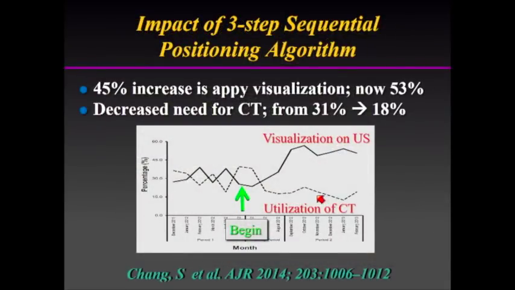Now, when we look at the data from our group that we published on this, this is a training period where we got all of our technologists up to speed, and then we implemented this 3-step positioning algorithm. Takes just about the same time. You can see dramatic improvement in our visualization on ultrasound, and we've maintained this high level around 50%, but look at the concomitant decrease in CT utilization. So this has a twofold benefit. 1, we're making the diagnosis, either normal or abnormal appendix, and 2, we're not running up the cost of the healthcare system and radiating young patients who don't need it.